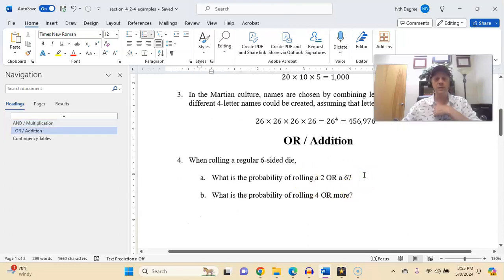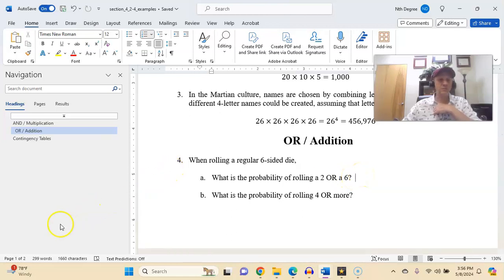All right, let's do a couple of examples of OR and how it's represented by addition. When rolling a regular 6-sided die, what is the probability of rolling a 2 or a 6? Okay, so when we see the keyword OR here, we think about adding. So we've got to think about the probability of rolling a 2 as well as the probability of rolling a 6, and we're going to add them together. And we've seen this problem before, in one at a time.